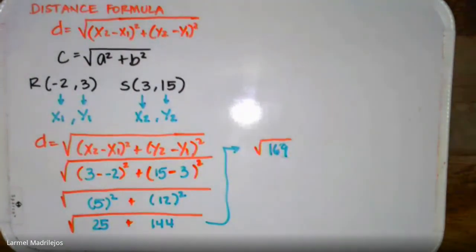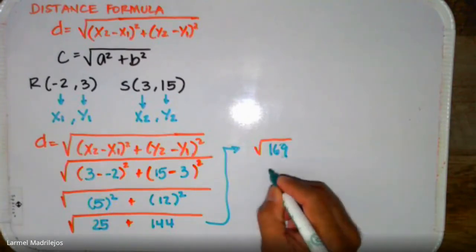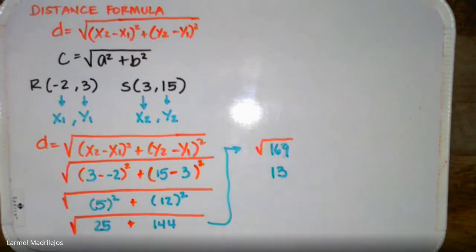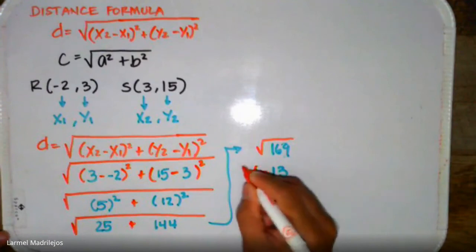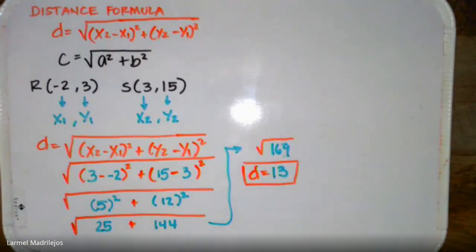The square root of 169 is a whole number. It's 13. You can use your calculator if you want, but this is how it works. 10 times 10 is 100. 11 times 11 is 121. 12 times 12 is 144. And 13 times 13 is 169. So what does it mean? The square root of 169 is equal to 13. So the distance of the line is equal to 13.